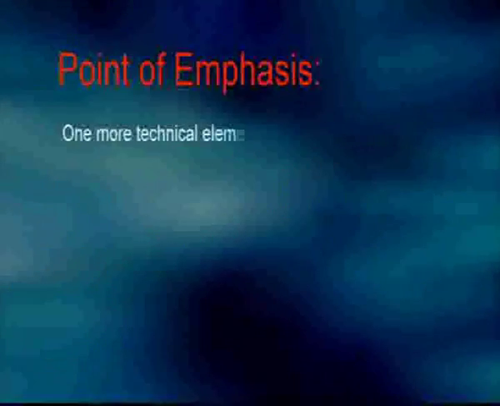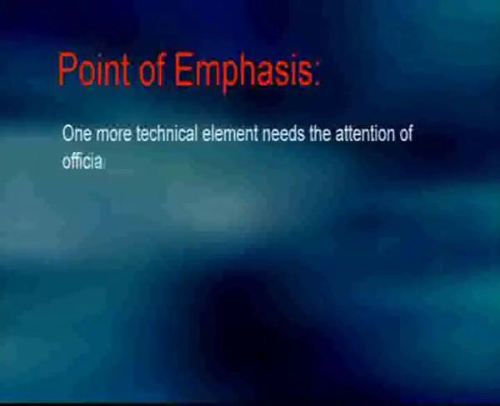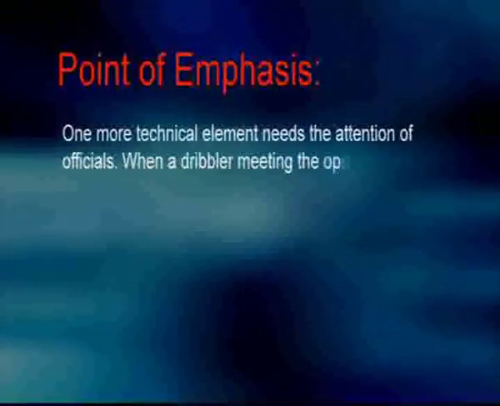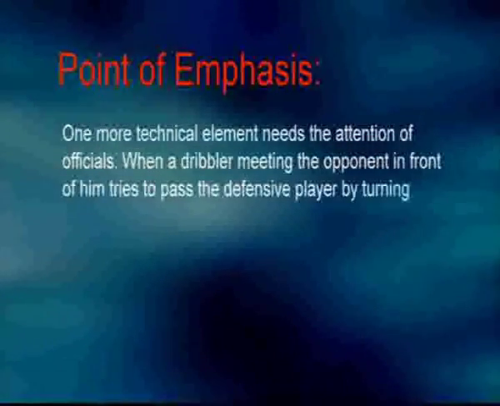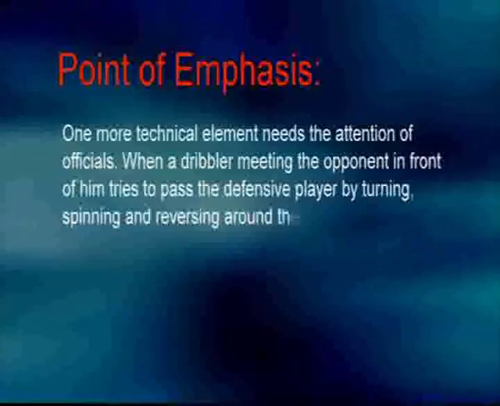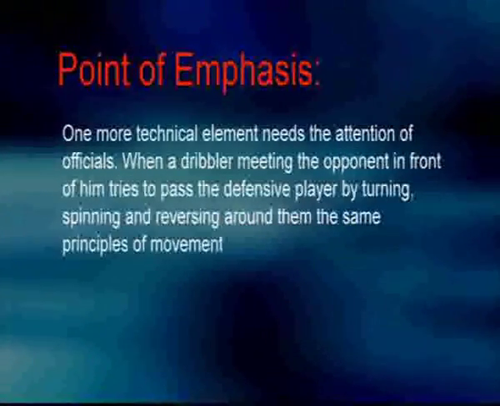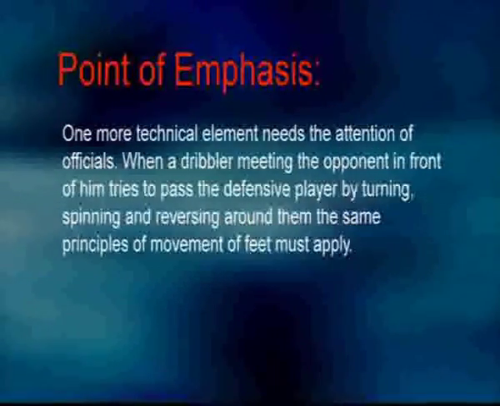Point of emphasis. One more technical element needs the attention of officials. When a dribbler meeting an opponent in front of him tries to pass the defensive player by turning, spinning, and reversing around them, the same principles of movement of feet must apply.